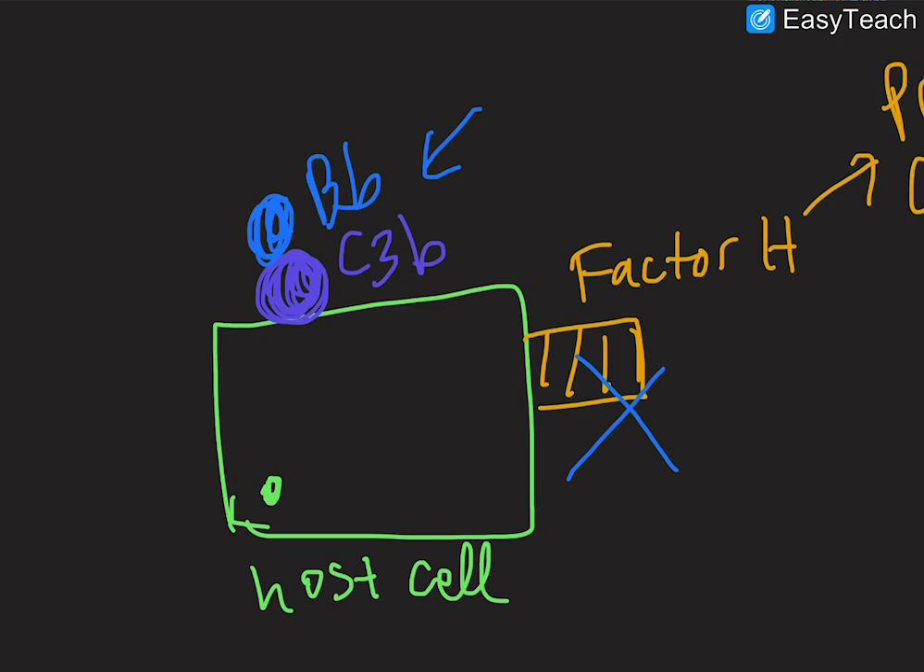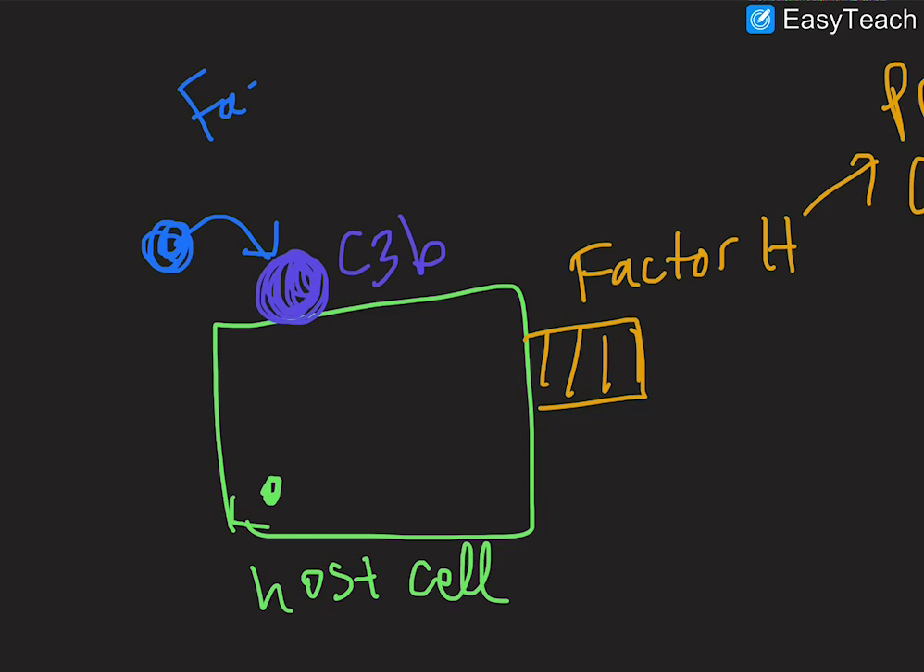But what factor H does is, if you have functional factor H, it stops factor B from ever binding onto C3b. Okay, so if we remember, first what happens is after C3b binds, we get factor B that comes in, then we get factor D that cleaves factor B into Bb and Ba. But what factor H will do is it's going to compete. Okay? It will compete with factor B, and it won't allow factor B to bind onto C3b. Therefore, you don't form C3 convertase and you don't form more C3b, right?